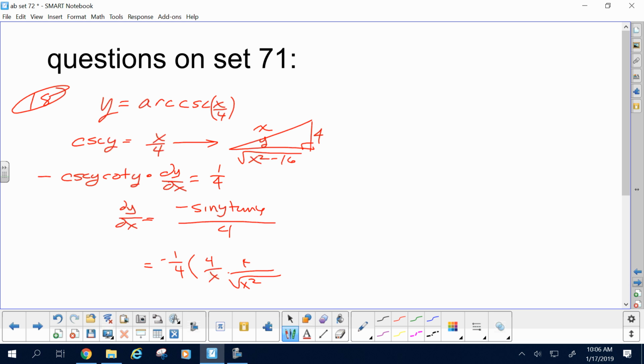4 root over root x squared minus 16. One of those 4s drops out, I guess. So you get something like negative 4 over x root x squared minus 16. Make sense? Okay. One. Is one still a question? All right.